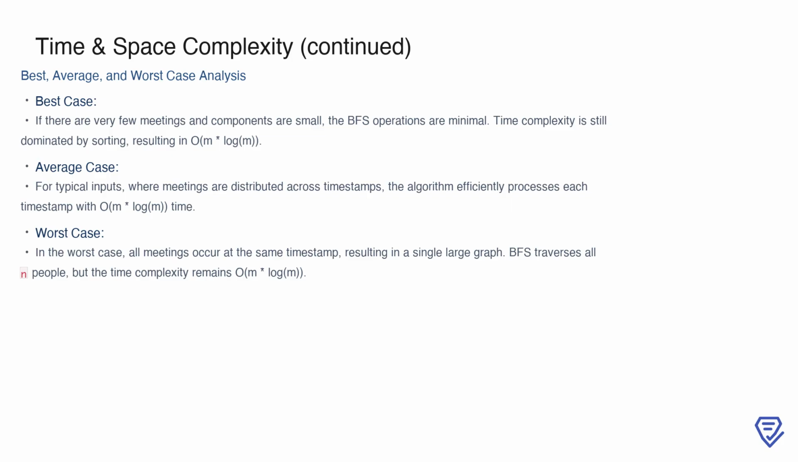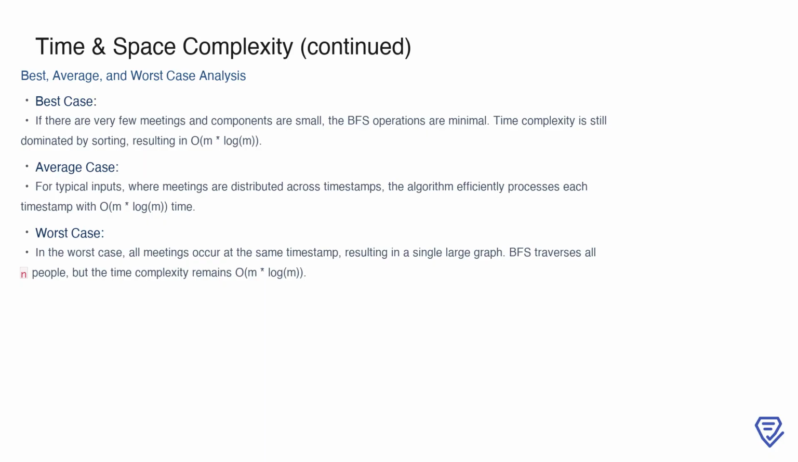In the best case, there are very few meetings, and the connected components formed are small. Here, the BFS operations are minimal, and the time complexity is dominated by the sorting step, resulting in O(m*log m). In an average case, the meetings are distributed across various timestamps, and the algorithm processes each timestamp efficiently, maintaining the overall complexity of O(m*log m).